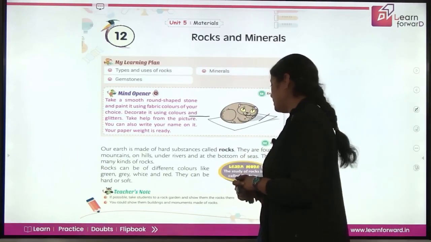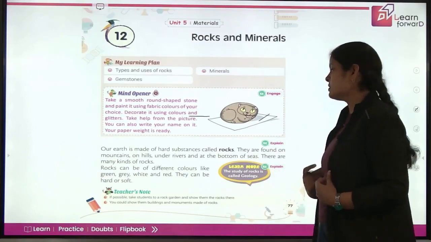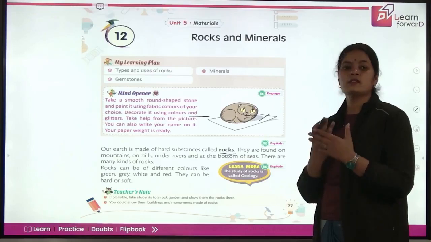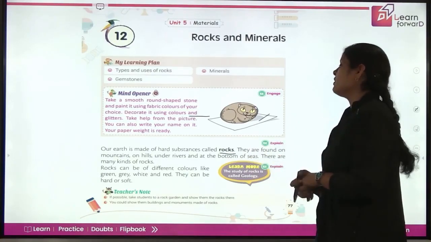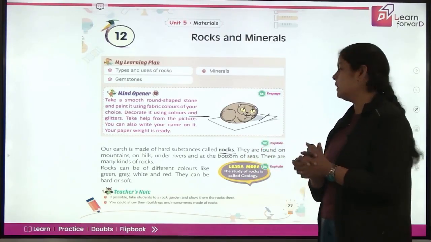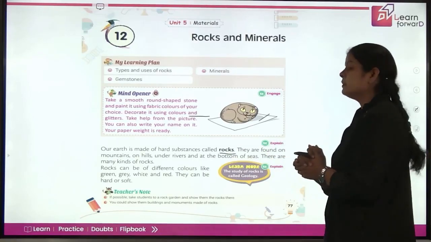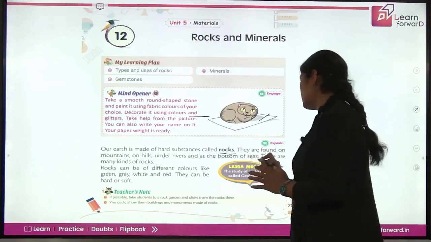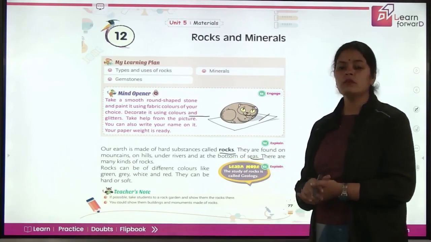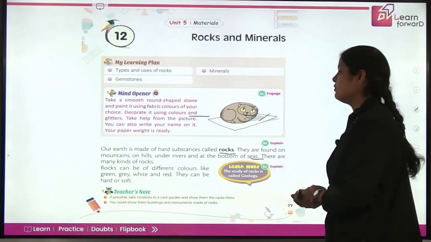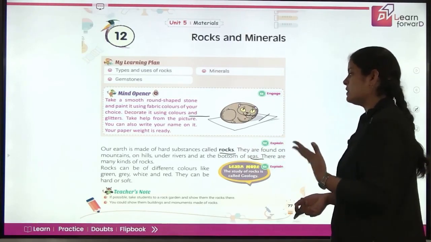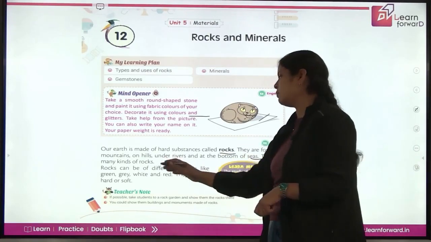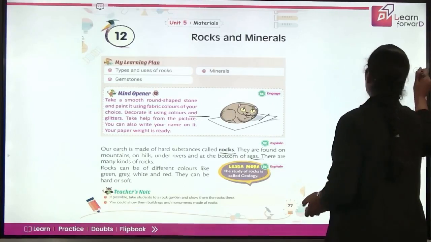Now start the chapter. Our earth is made of hard substances called rock. Our earth has rocks, water, soil, everything. Rocks are found on mountains, on hills, under rivers also, riverbeds also have stones and rocks, and at the bottom of the seas also. There are many different kinds of rocks. Rocks can be of different colors like green, grey, white, red. They can be hard or soft. Some rocks are very soft, some are very hard.